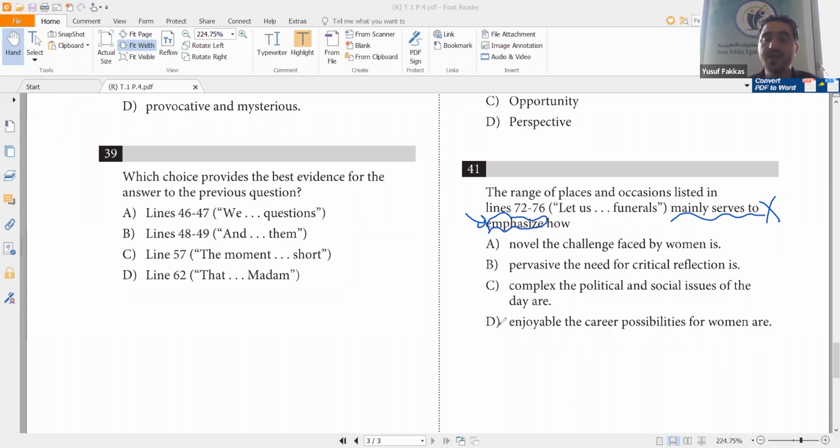What is she trying to emphasize? How novel the challenge faced by women is. Remember, novel as an adjective means new. How pervasive the need for critical reflection is. How complex the political and social issues of the day are. How enjoyable the career possibilities for women are. Now, do you remember in the first specific question, what did one of the options say about dreaming?